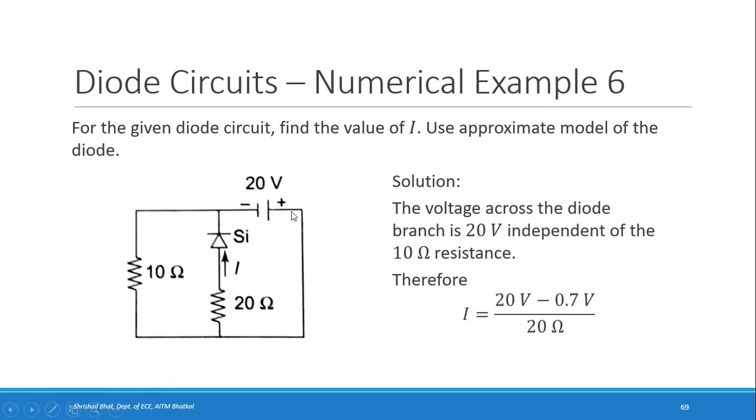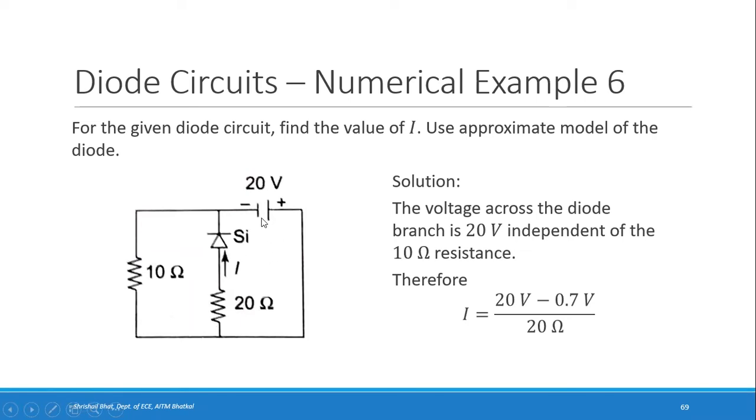Now you can use the equation, right? The current, see, it is forward biased. First you check whether it is forward or reverse biased. Negative is connected to the N side, positive is connected to the P side. So it is forward biased. So what is the current? Current is (E minus Vf) divided by R.